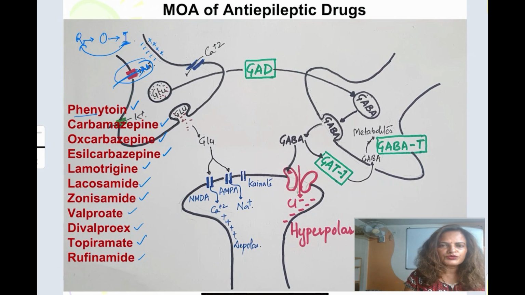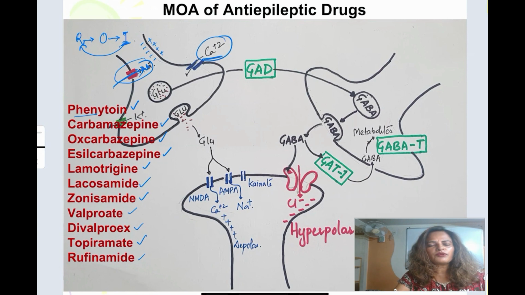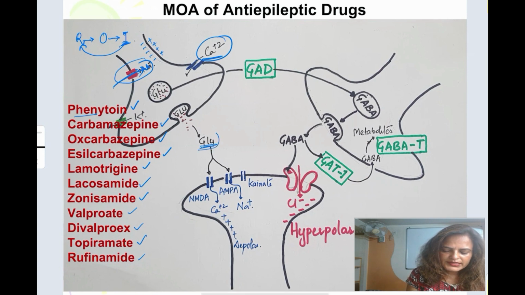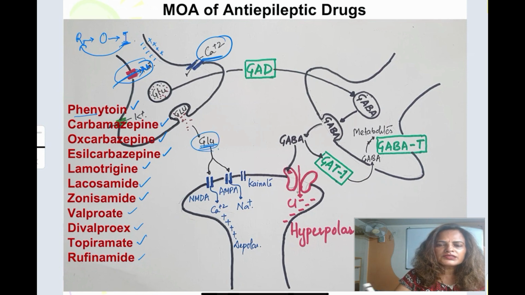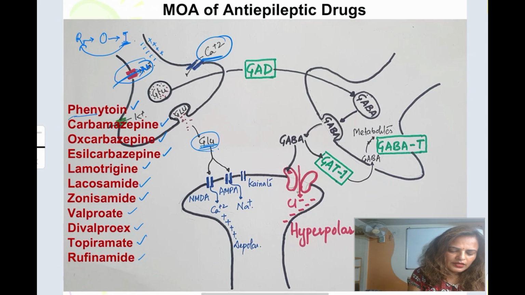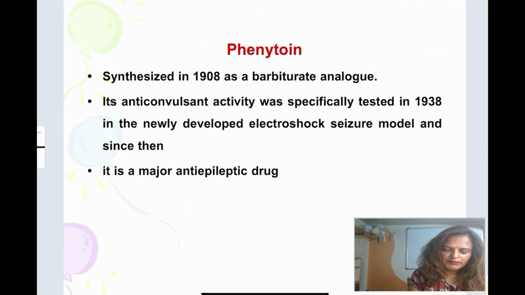But if you are going to give it at high dose, it is going to act by blocking this calcium channel. Once this is blocked, it is going to decrease the action of this, and it is going to facilitate the action of GABA. So phenytoin is the major anti-epileptic drug, like a standard drug.